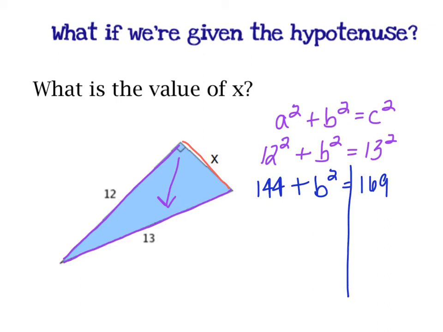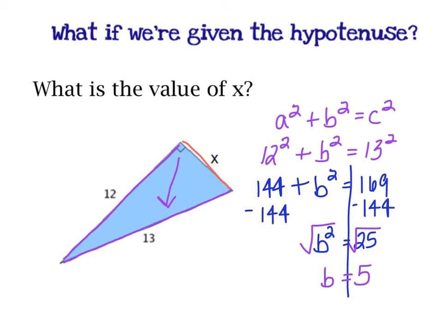I need to get b by itself, so I need to get rid of the 144. I'm going to subtract 144 from both sides, and I get b squared equals 25. So now I'm going to take the square root to get b by itself. When I take the square root, that gives me b. The square root of 25, that's a perfect square, and that is 5, because 5 times 5 gives me 25.